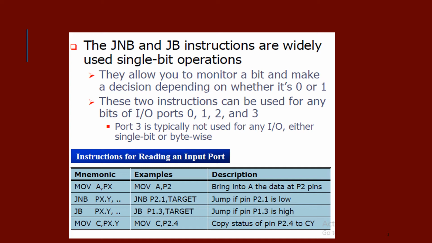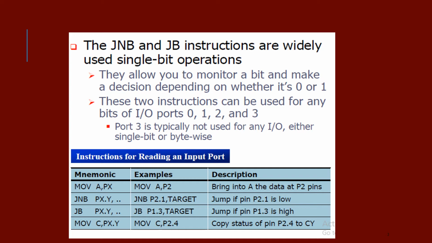So, instructions for reading an input port, some sample instructions I have shown here, like MOV A, Px. Here x stands for the particular port number, so it may be 0, 1, 2 or 3. An example is MOV A, P2, so bring into A the data at P2 pins. JNB Px.y, whatever your port is, for example P2.1, and the target address you have to give. Jump if P2.1 is low.